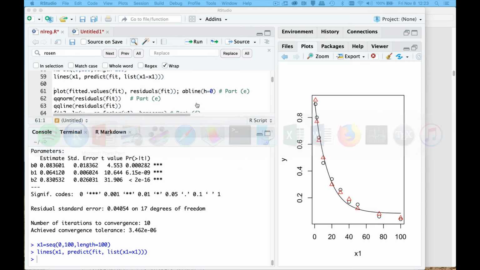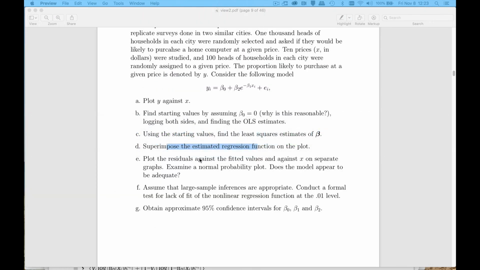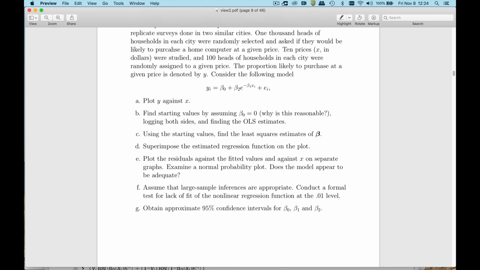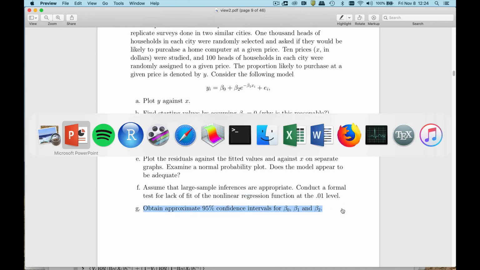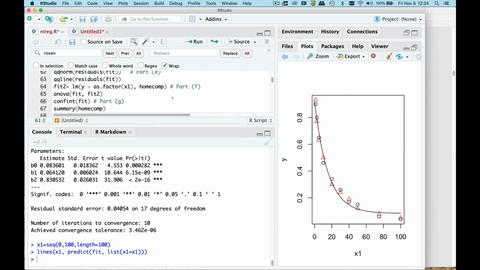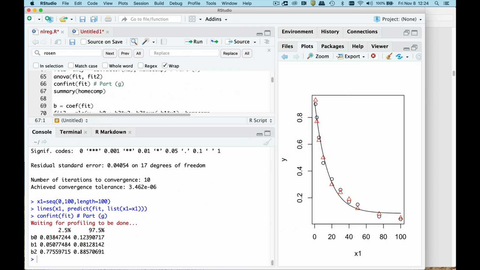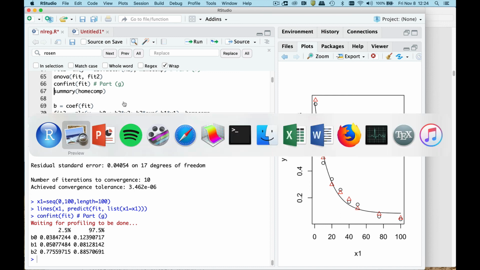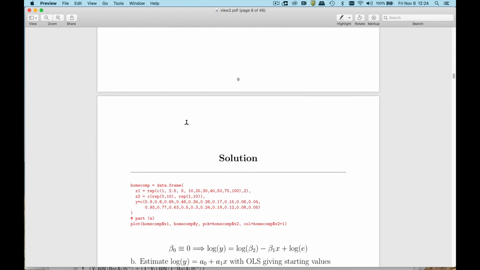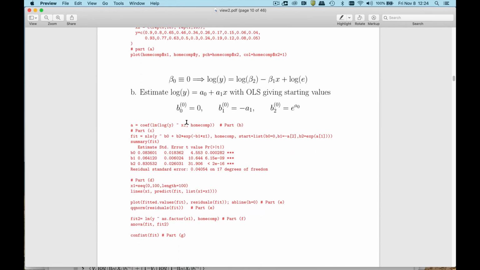All right. So what I've tried to do here is show you how you can estimate this. There are some other parts that I emphasize when I teach this in a stats class, but I'm not going to emphasize them here. Part G is obtain 95% confidence intervals, and we can do this very simply with confint. It's exactly like what you have with linear regression. Confint works with linear regression as well. All right, so you have my solution here, and that's a short introduction to nonlinear regression.